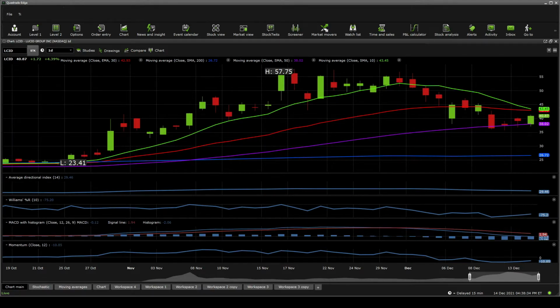Now, Williams percent R, which is very similar to the relative strength index, is showing that this one is in fact oversold, meaning there's more supply than there is demand at the current time. MACD is curving upwards, showcasing there's a strong chance for a reversal at some point in the future, perhaps in the coming weeks or so. Momentum is negative 10.85, but it's increasing, up from negative 15. So it still has a chance to bounce upwards and push forward.